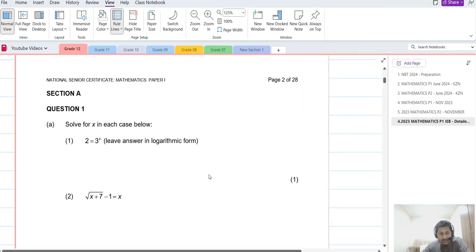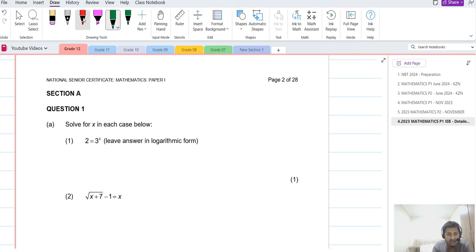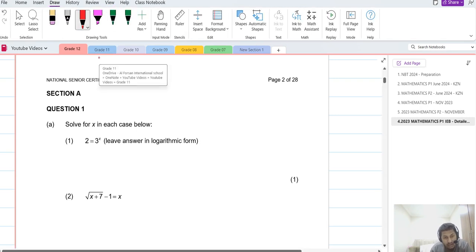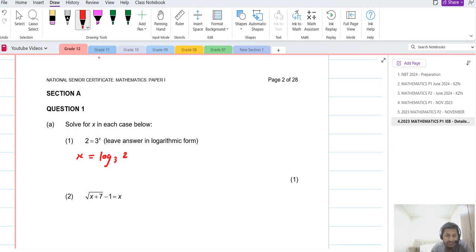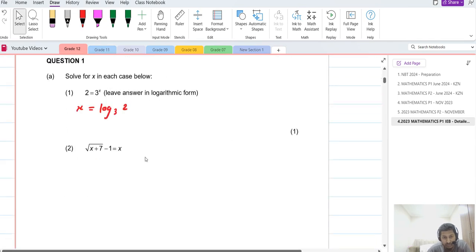Right, so we want to solve the first question, and it says leave your answer in logarithmic form. We want to solve this equation, so we can solve for x. We can say x equals log 2 base 3. So the base of the exponential remains the same as the base of the log. It was just 1 mark, so that was straightforward.